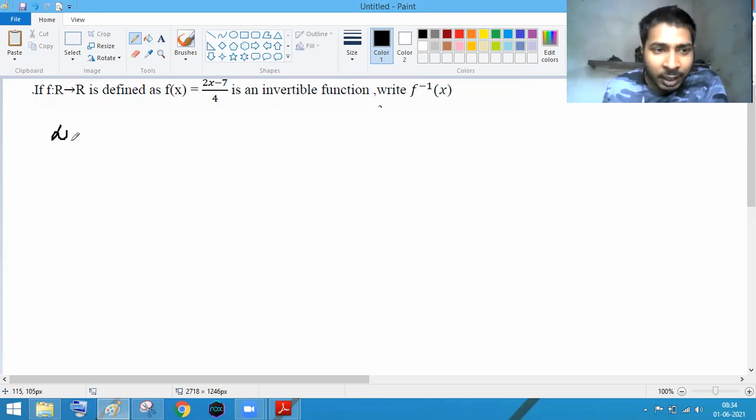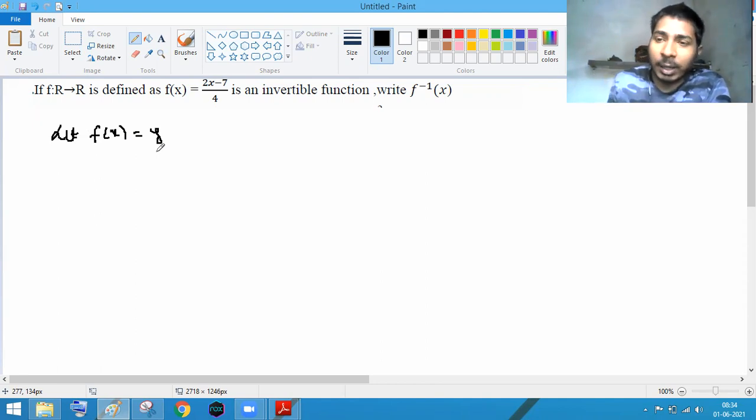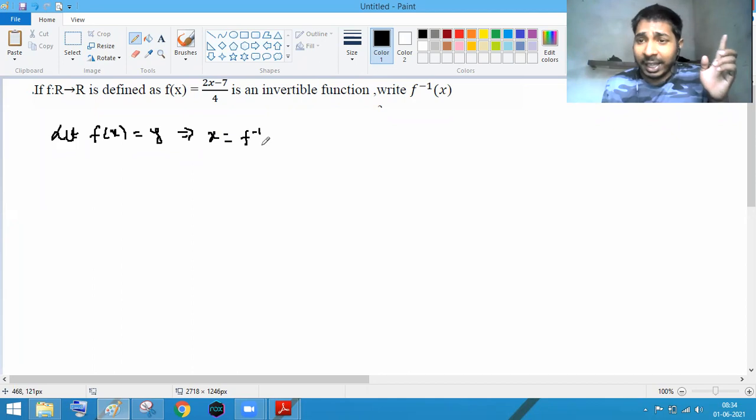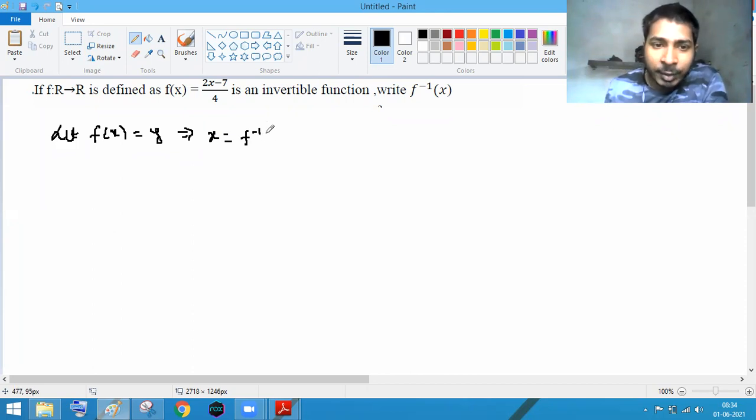I'll consider let f of x equal to y. These are the steps that you have to follow for finding the inverse. Always follow my steps, you will never make a mistake. Let f of x equal to y. That implies x will be f inverse of y. If f of x equals y, it means x is the inverse of that function. y will be the function, x will be the inverse of that function. Yes, x will be f inverse y.